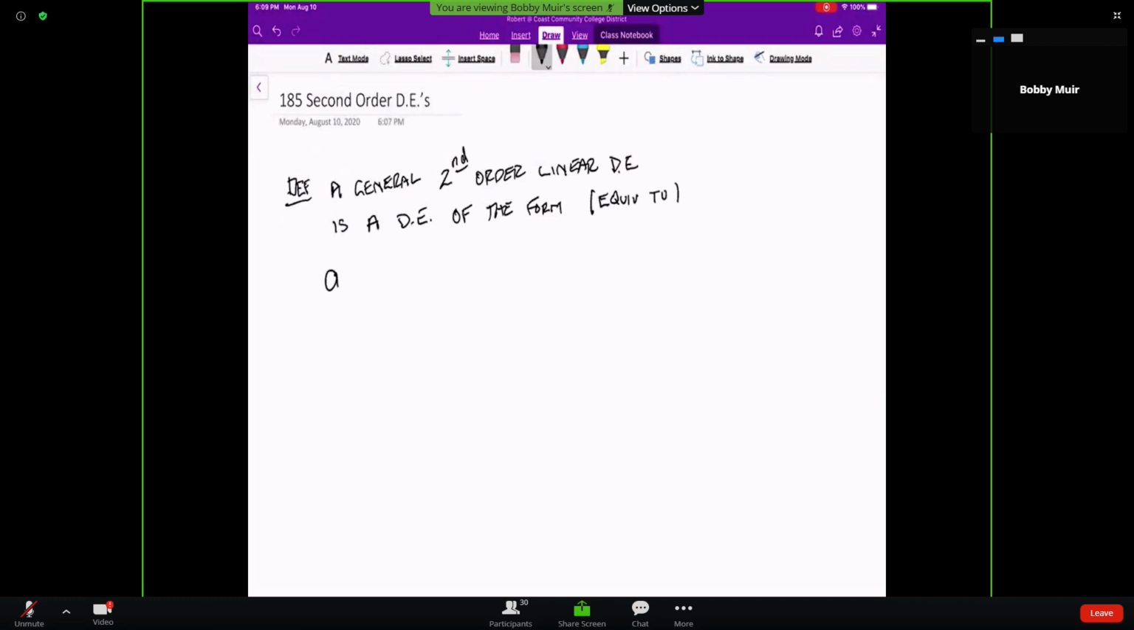So it's going to be some a2 of x, y double prime, plus a1 of x times y prime, plus a0 of x times y equals some function of x. Now linear means that we're linear in the y stuff. It doesn't matter how gnarly these a2, a1, and a0 guys are. They could be hyperbolics, they could be logarithms, it doesn't make any difference.